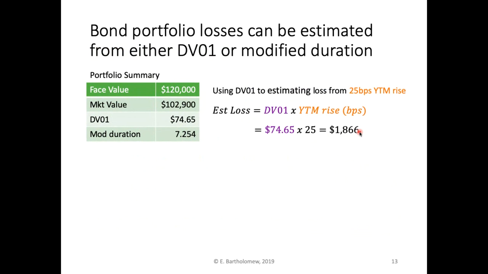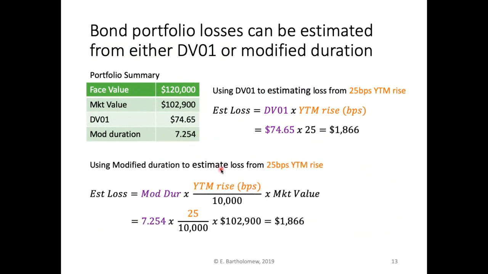If we didn't have DV01 and we had modified duration, we can use a slightly more complex method, but not too bad. We have the modified duration of the portfolio. We multiply that by the YTM rise in basis points, but we have to convert that to percent by dividing it by 10,000, and then we multiply that by market value. If we substitute these numbers in, 7.254 times 25 over 10,000 times the market value, we'll get the same 1866. Now you need to be careful that the precision is enough, or that you haven't done rounding, so that you'll get the same results.